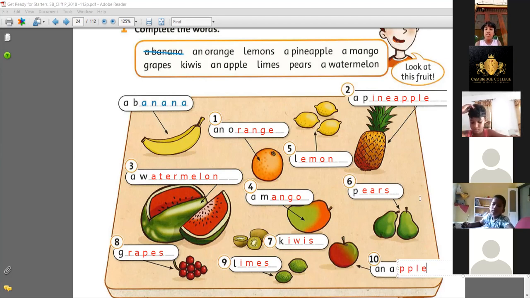Last one is an apple, A-P-P-L-E. An apple. So please check your answers, especially the spellings that you have written in your blanks. Check them, everyone. Correct, teacher. Good.